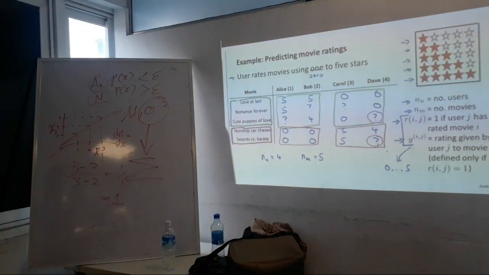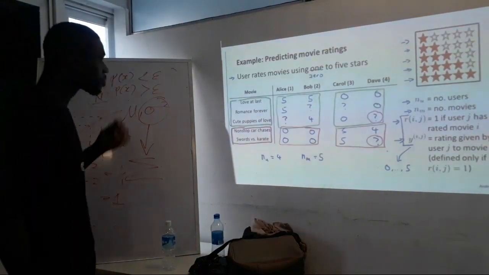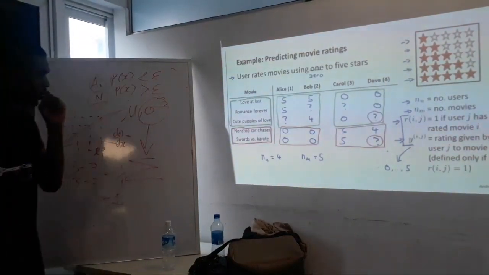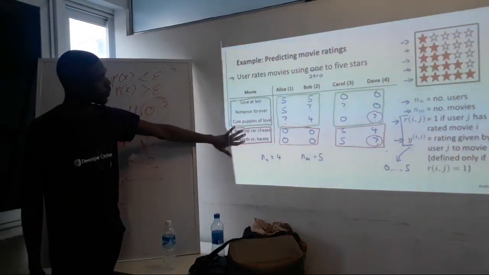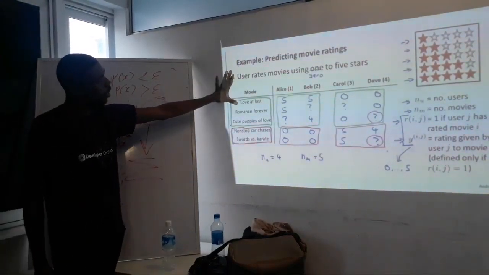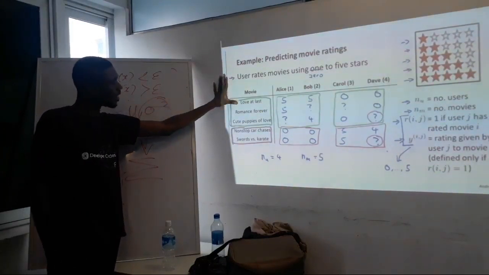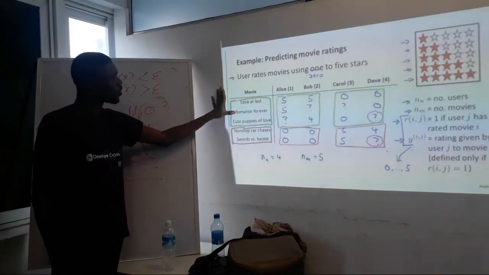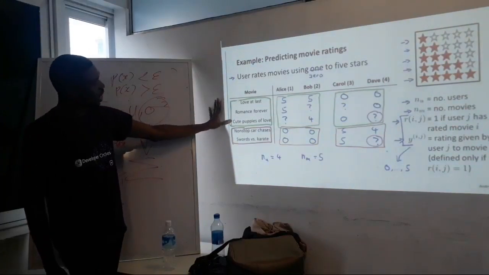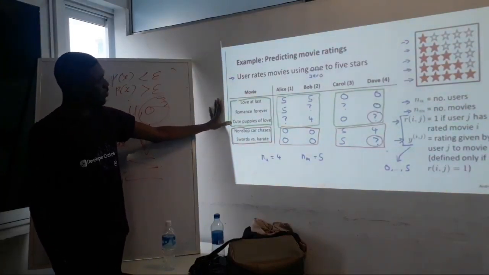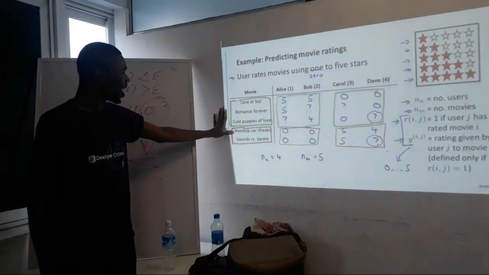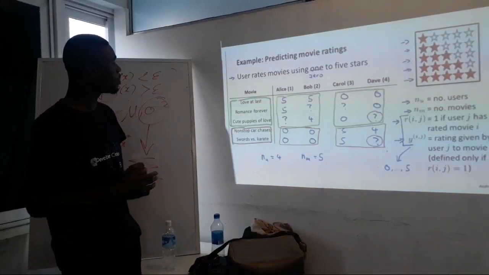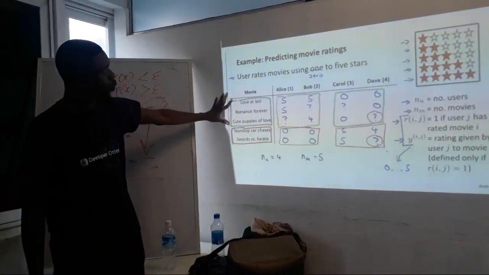So this is movie rating. These are the movies that we have: Love at Last, Romance Forever, Cute Puppies of Love, and Non-Stop Car Chase. These are awkward names, but the point being that we can tell from the title.